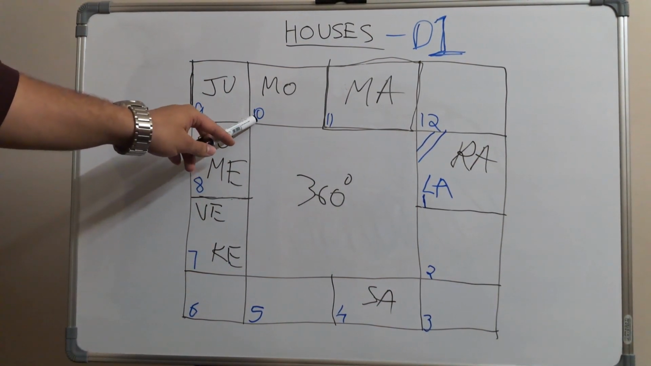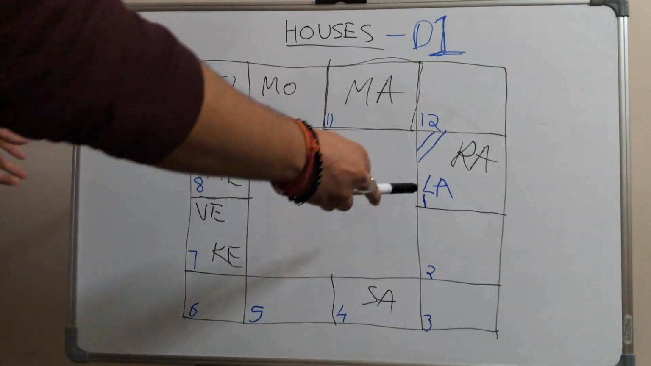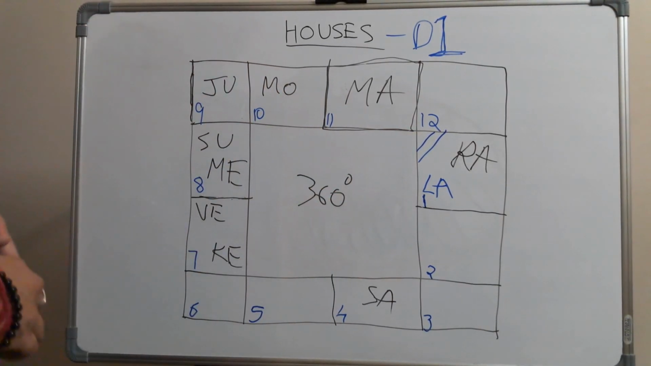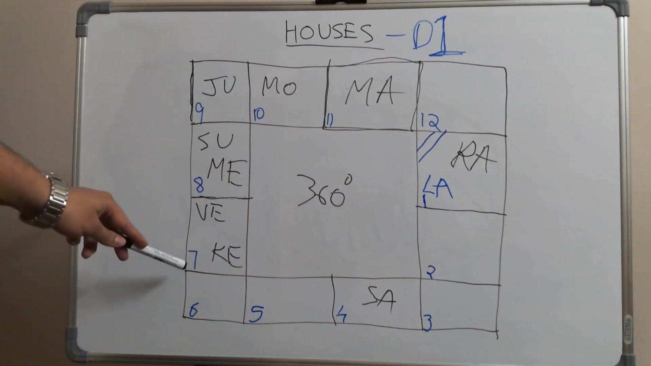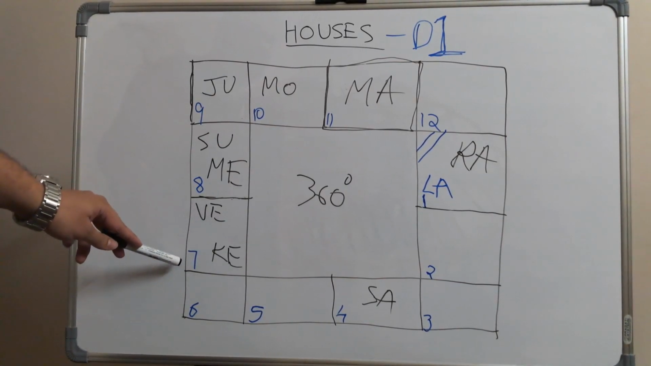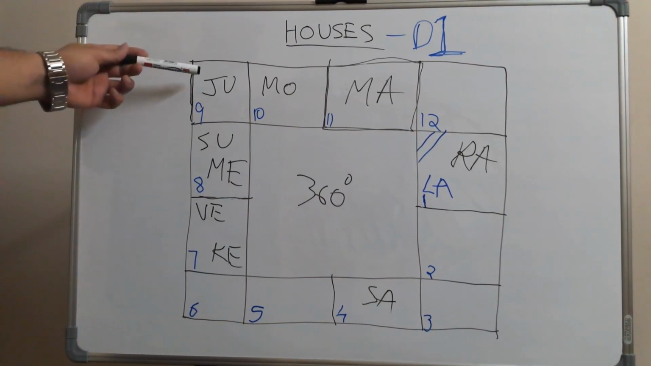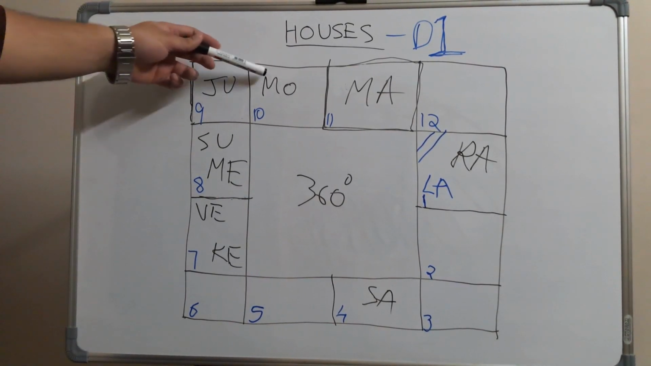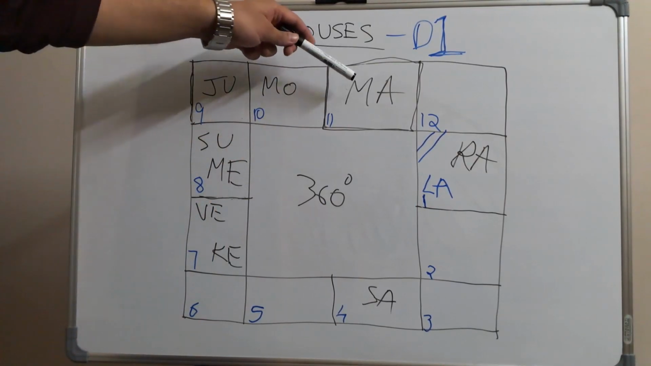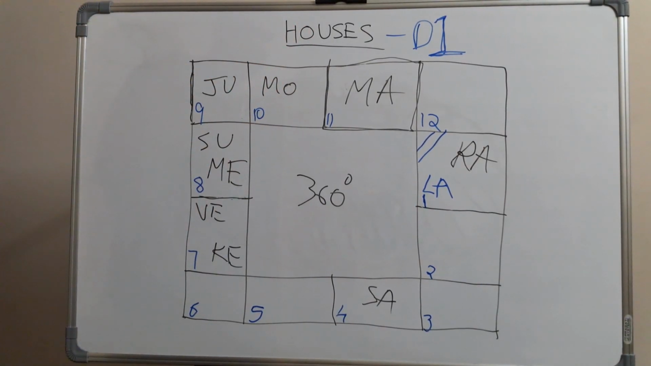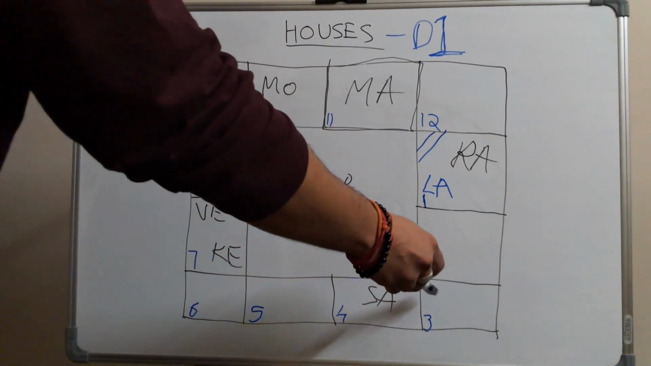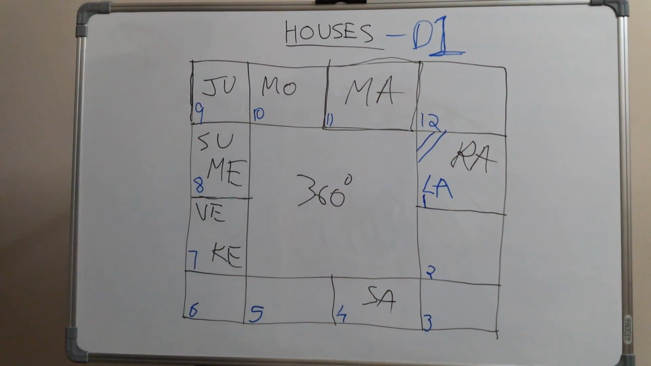Okay, so Rahu is in the first house, Saturn is in the 4th house, Ketu and Venus are in the 7th house, Sun and Mercury are in the 8th house, Jupiter is in the 9th house, Moon is in the 10th house, and Mars is in the 11th house. And these are all empty houses or independent houses. So, yeah, this is a simple D1 chart or Parashara chart.